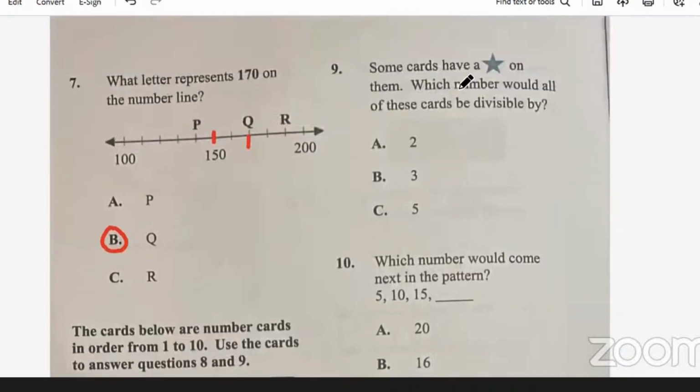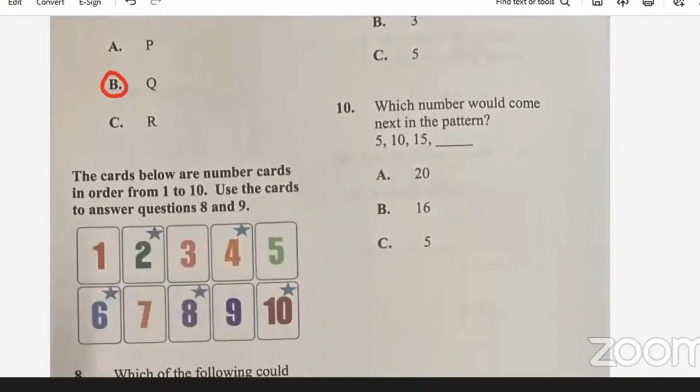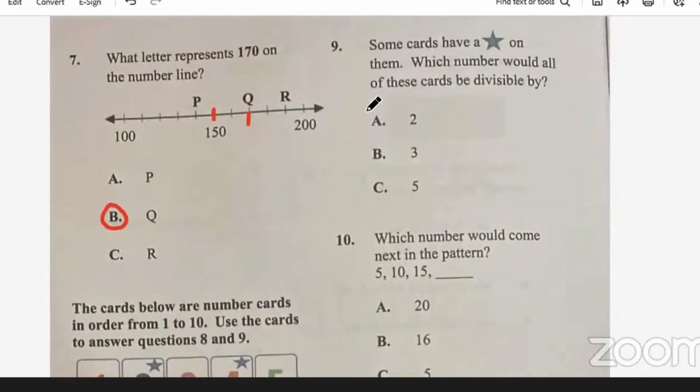Question 9 says, some cards have a star on them. Which number would all of these cards be divisible by? Would we divide these by 2, by 3, by 5? Let's go look at the numbers with the star. We see 2, 4, 6, 8, 10. Those are all even numbers. They are all divisible by 2. That's the correct answer, 2. All right, let's get to question 10.